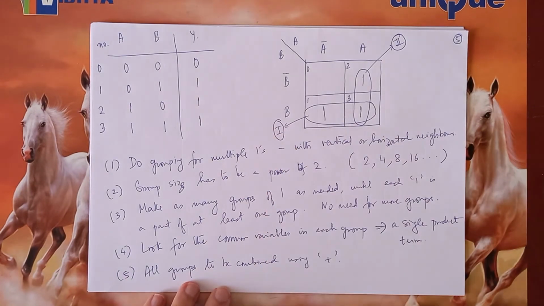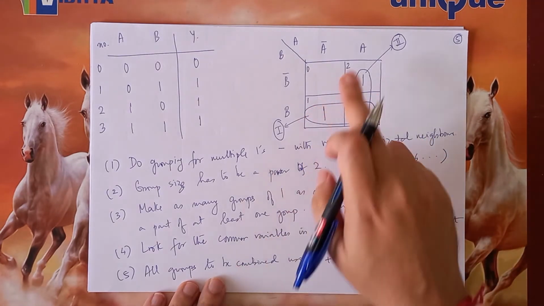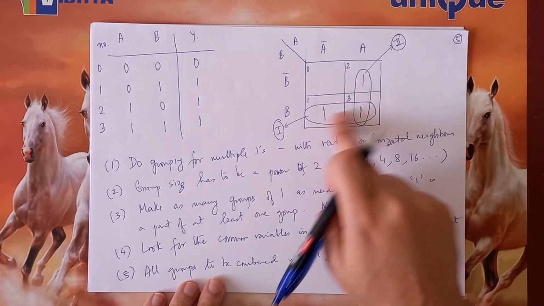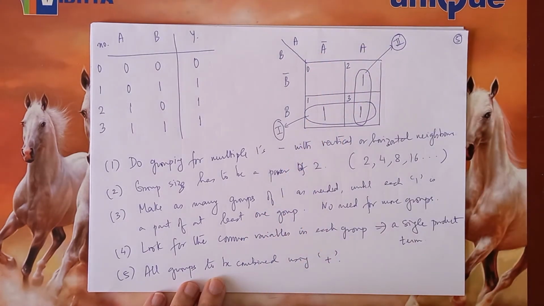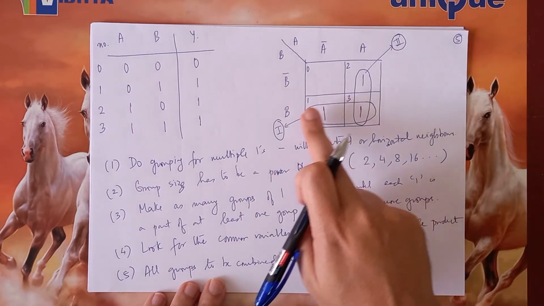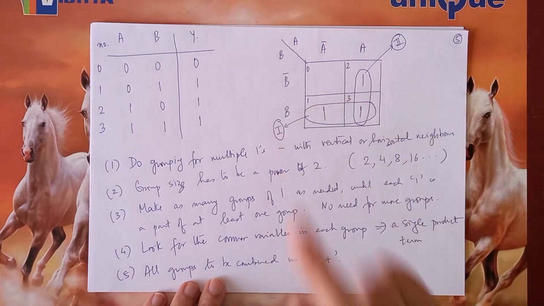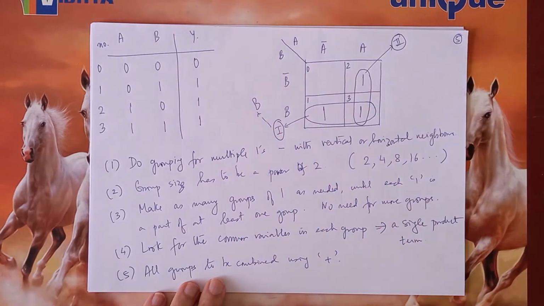Let us look at group number 1. In group number 1, we have these two ones. So on the horizontal side, we see A and A bar. So neither of them is common. But in this group, since it is one row, here B is common. So the common variable for group number 1 is B.